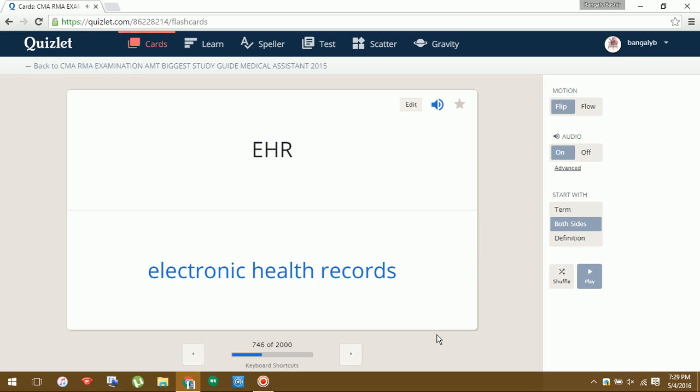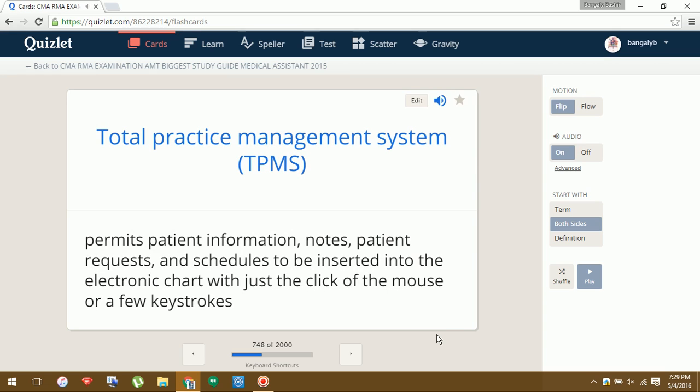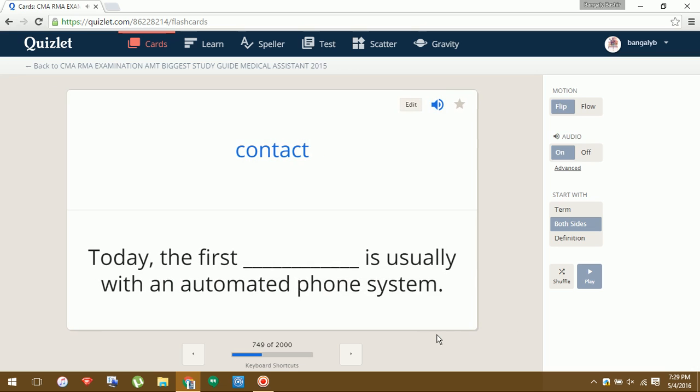EHR. Electronic Health Records. TPMS. Total Practice Management System. Permits patient information, notes, patient requests, and schedules to be inserted into the electronic chart with just a click of the mouse or a few keystrokes. Contact.